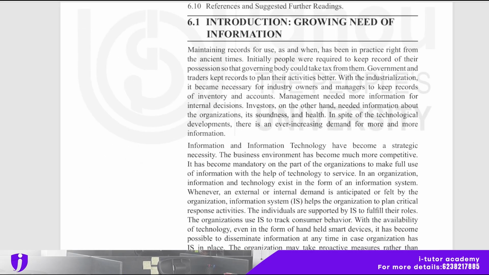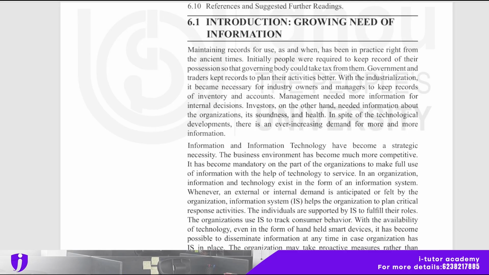There is an introduction, growing need of information. Maintaining records for use as and when needed has been in practice right from ancient times. Initially, people were required to keep a record of their possessions so that the governing body could take tax from them, and government and traders kept records to plan their activities better. With industrialization, it became necessary for industry owners and managers to keep records of inventory and accounts. Management needed more information for internal decisions. Investors, on the other hand, needed information about the organization and its soundness and health.